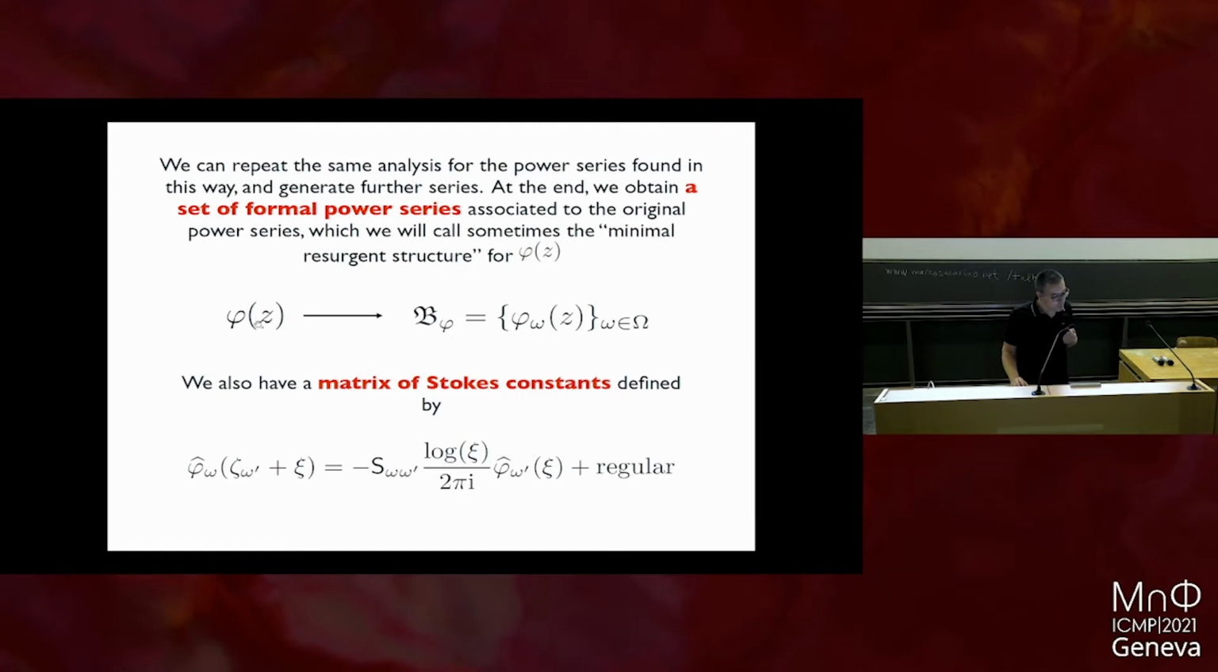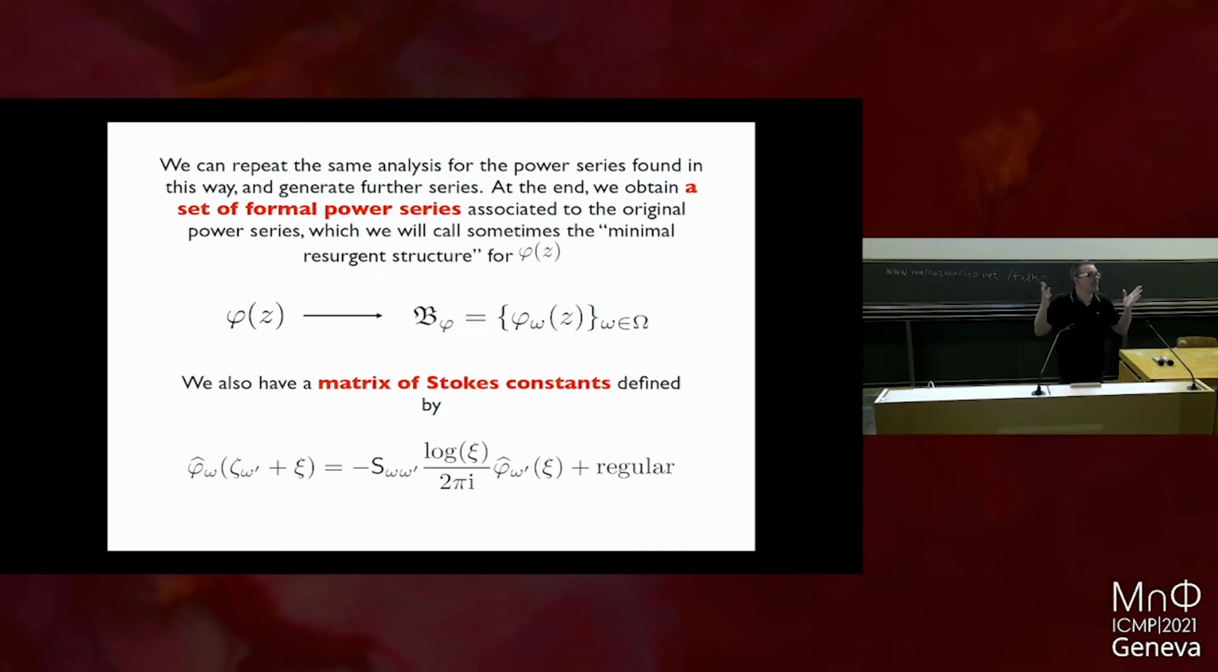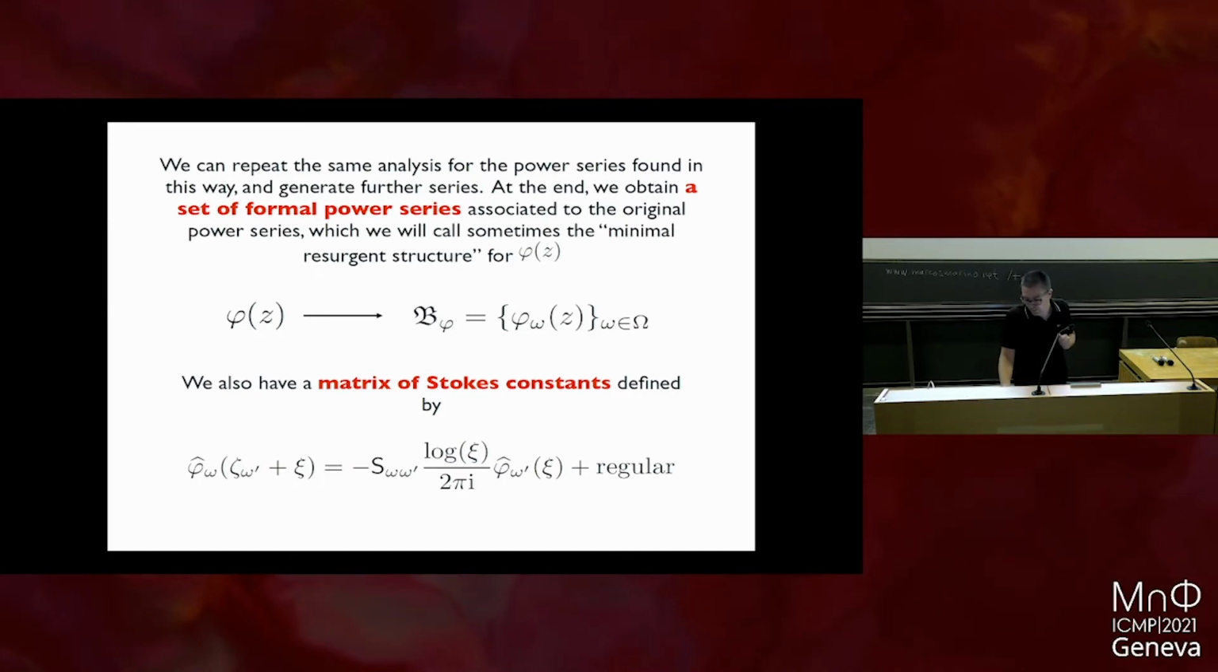So given a formal power series phi of z, you will find a family of formal power series that I label by small omega, which is labeled by some set capital Omega. This structure of formal power series is what I call a minimal resurgent structure. That's already the first surprise that you find in this game: given a formal power series, you start getting more and more formal power series associated to it, and these are not the ones that you calculated originally. The question of what is the meaning of these formal power series is something that we will pose and try to answer later on.